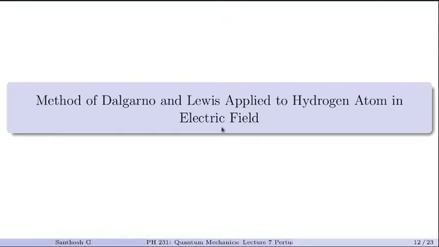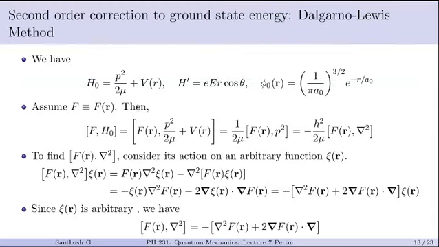Now we apply the method of Dalgarno and Lewis to the hydrogen atom in an electric field. Consider the hydrogen atom in the electric field problem. The unperturbed Hamiltonian H0, which is the same as the hydrogen atom Hamiltonian, is given by p square by 2 mu plus V(r), where mu is the reduced mass, p is the momentum, and V is the hydrogen atom potential. The perturbative term due to the presence of the electric field is given by H dash equals the electric charge times the magnitude of the electric field, times r cos theta.